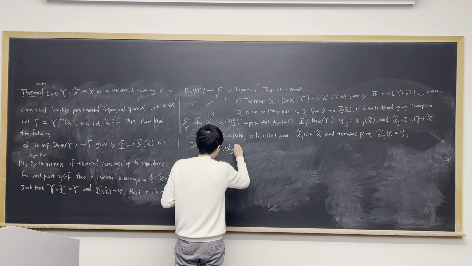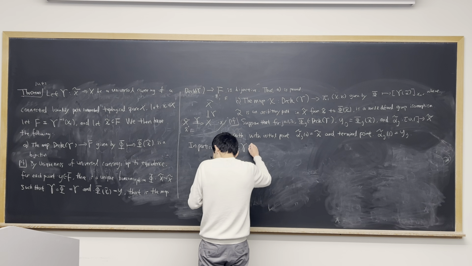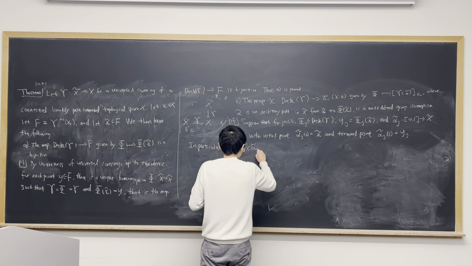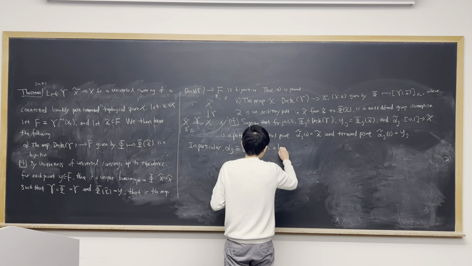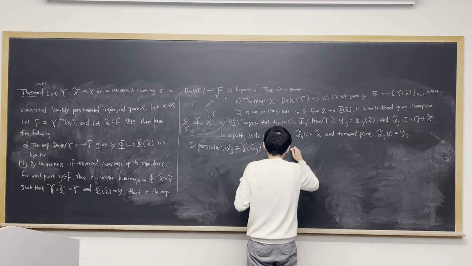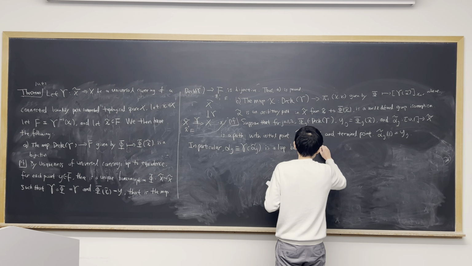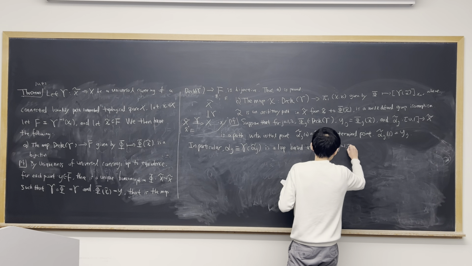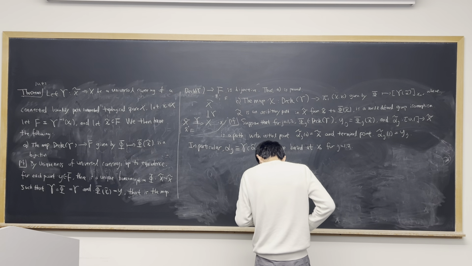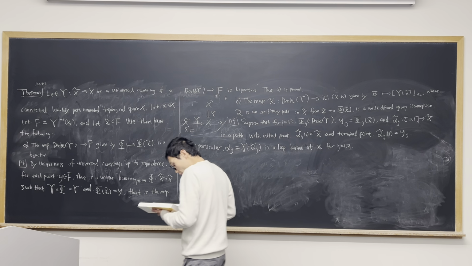In particular, you have this alpha j, which is defined as gamma of alpha tilde j, is a loop based at x naught for j equal to 1, 2. Okay, so let's see why this is a loop.